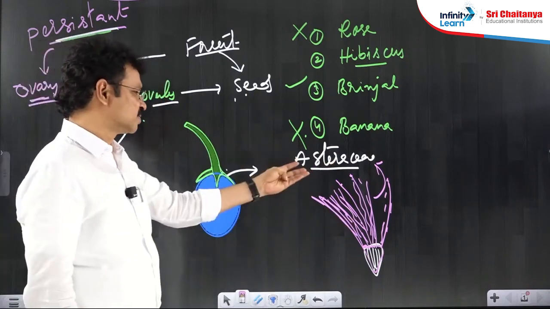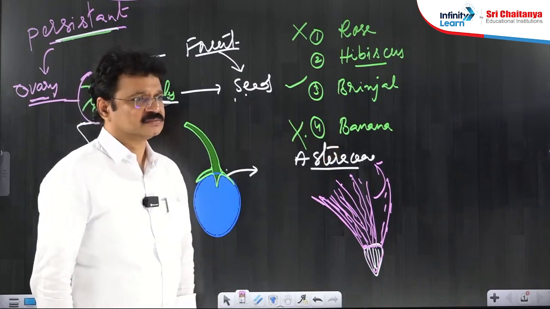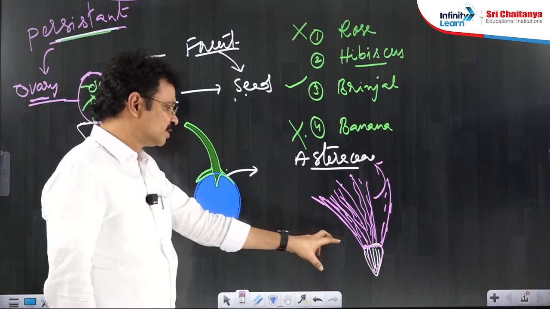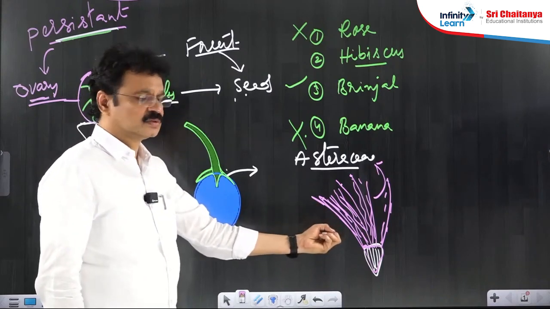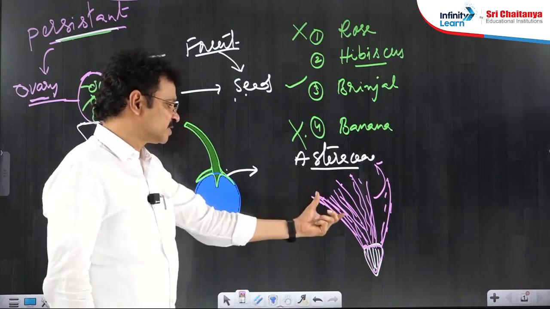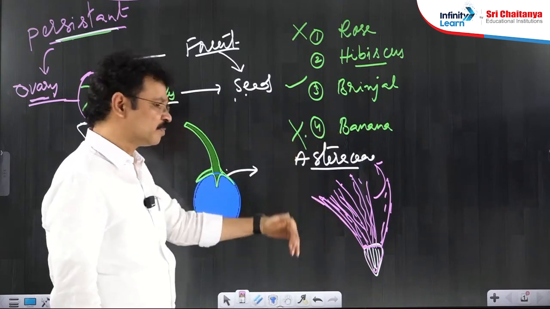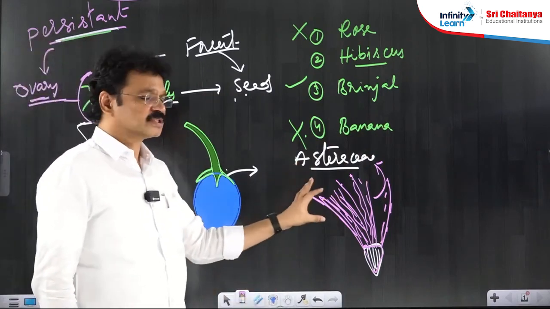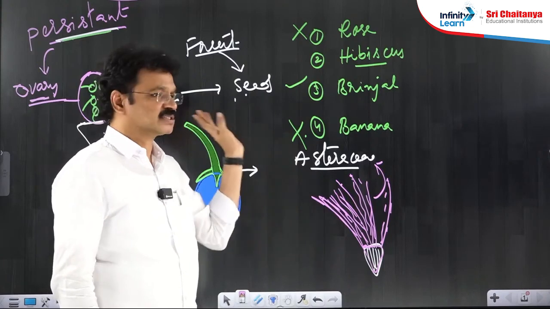Like sunflower members, chrysanthemum and marigold plants, persistent calyx is there. The mechanism of fruit dispersal is like a parachute mechanism. This persistent calyx acts as a parachute to carry fruits from one place to another place with the help of the wind. Okay, I will explain post-fertilization changes that occur in the flower in the next class.